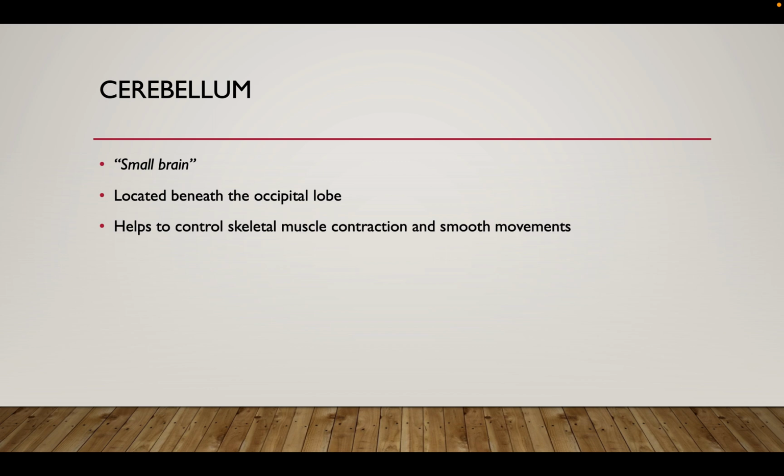So our cerebellum, cerebellum translates to small brain. It's going to be located more dorsal and kind of inferior to our occipital lobe of our cerebrum. And this is going to be very important for coordinating muscle contractions, for smoothing out our movements as we walk and as we do things, as well as giving us an idea of where we are in space.